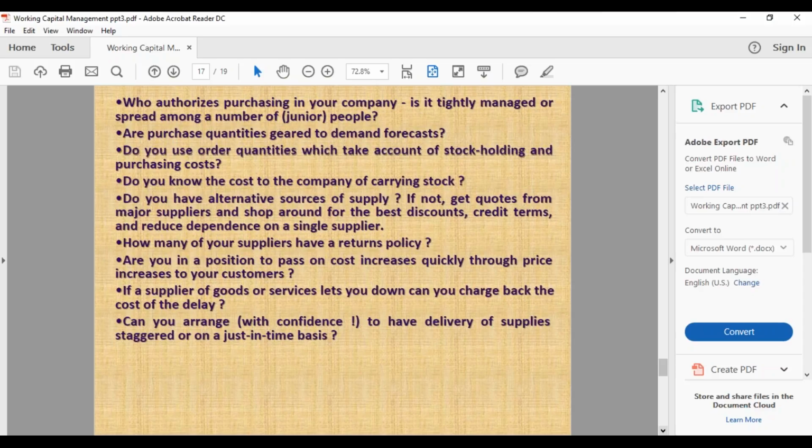How many suppliers have a return policy? Many times if you're not able to sell the inventory, you might be able to send it back to the supplier and get the money back. So you have to check whether the supplier has a return policy or not.